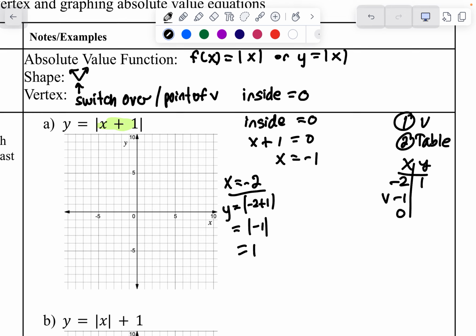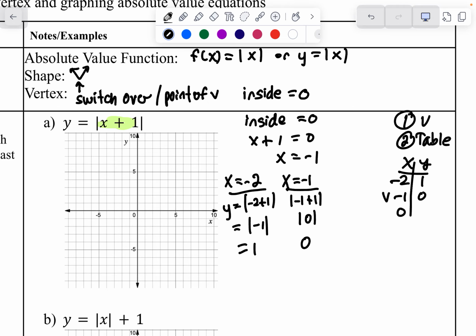Now let's plug in negative 1. We should get the absolute value of negative 1 plus 1. The absolute value of 0 is still 0. And then lastly, we need to plug in 0. So we get the absolute value of 0 plus 1. The absolute value of a positive does nothing to it.